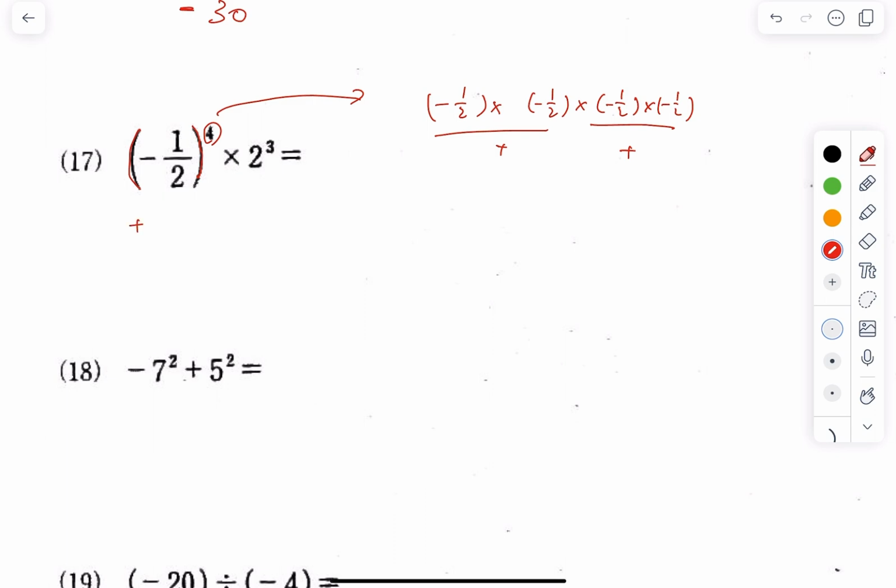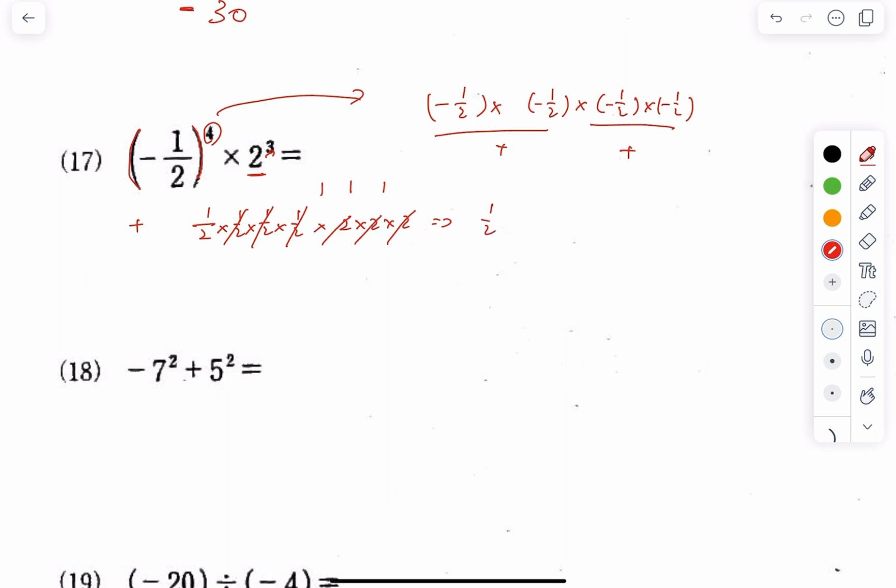And all I have to do is use 1 over 2 times 1 over 2 times 1 over 2 times 1 over 2. And I have 2 to the power of 3, which means 2 times 2 times 2. Did you notice that? I can actually reduce it like that. 1 over 2 with 2 is 1. Another 1 over 2 with 2 is 1 again. Another 1 over 2 and 2 is 1 again. So the answer is 1 over 2.